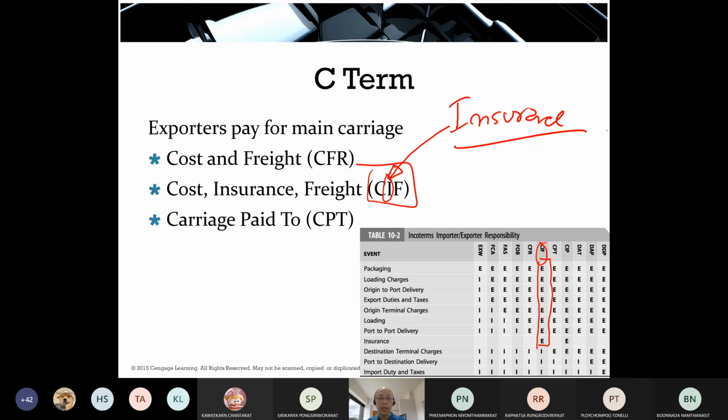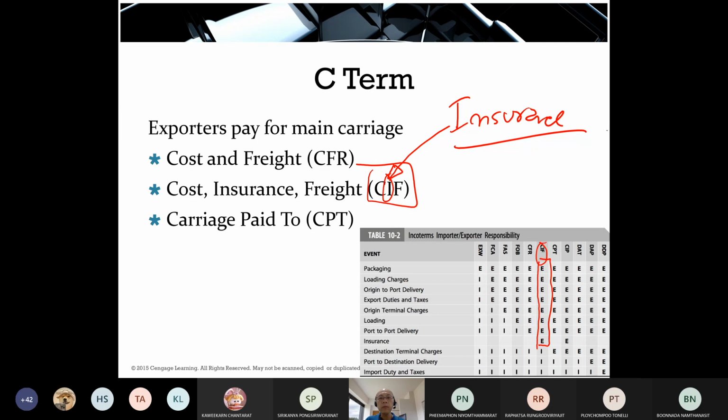When the boat reaches the country of destination, then the ownership of the product will be transferred to the buyer. So if anything happens during ocean transportation, it will be the responsibility of the seller if the term is CIF. And also the seller will pay for the insurance. When I deal with international sellers, I would highly prefer CIF.